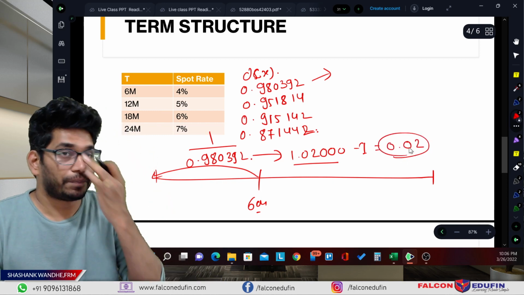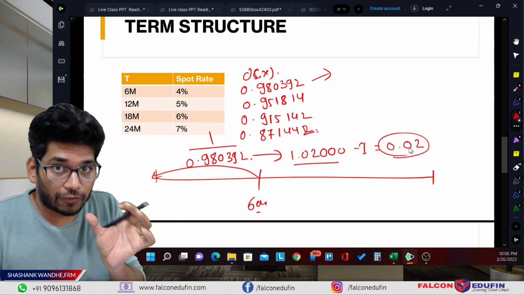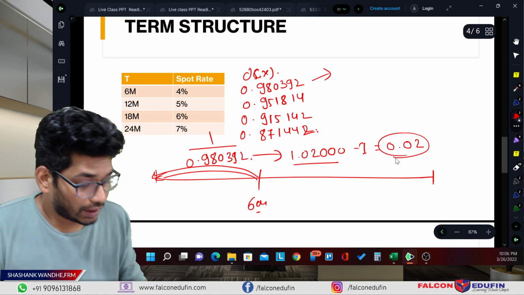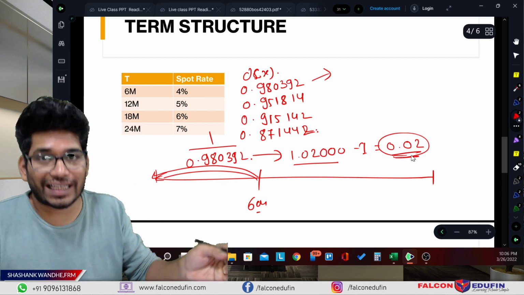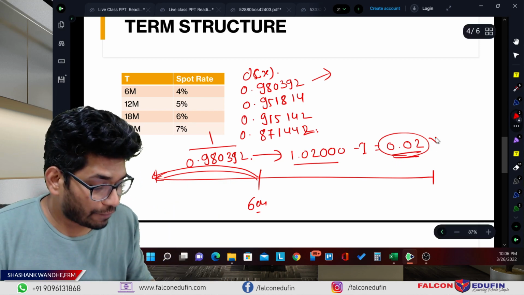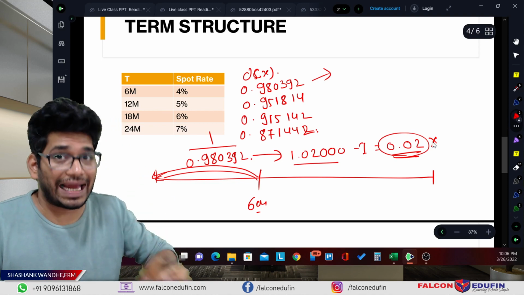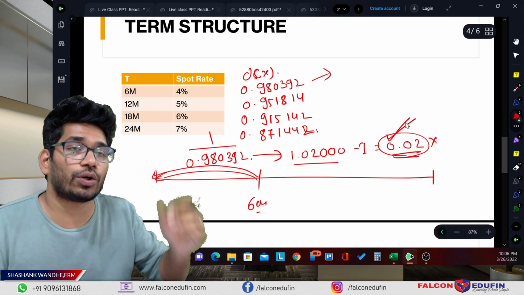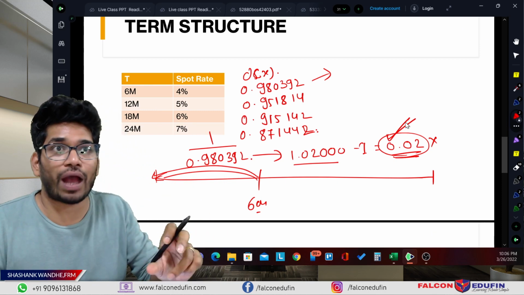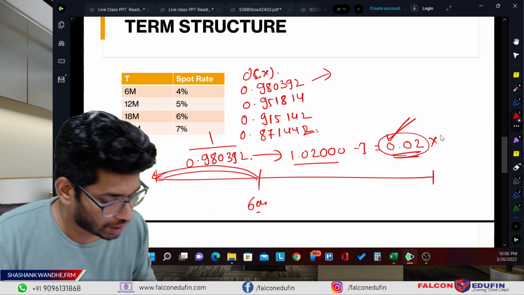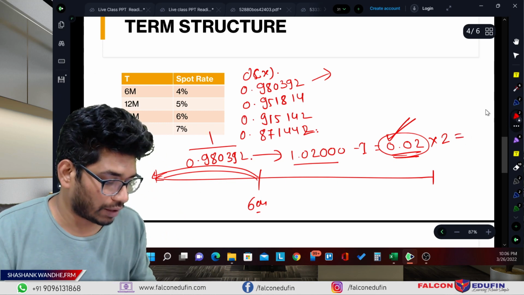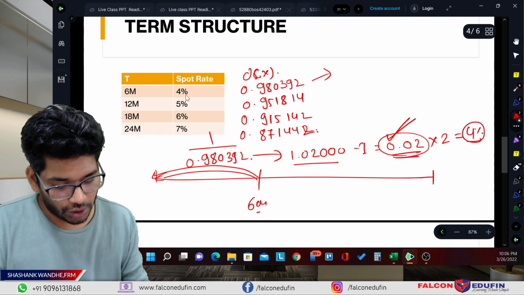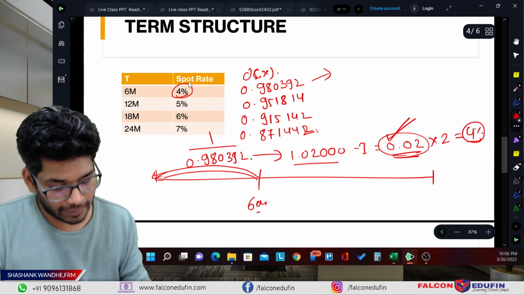Now remember, this is the effective rate of 6 months which was applied for discounting. This is for 6 months. Okay, and we have to quote spot rate in annual terms. This is applicable 0.02, that is 2% is applicable, but you have to quote it in the annual terms. So you have to multiply it by 2, which will give you 4%, like this. Okay, so you got the first spot rate like this.